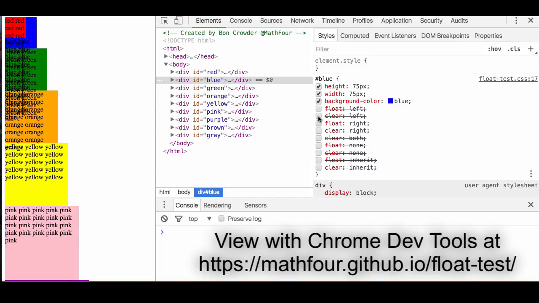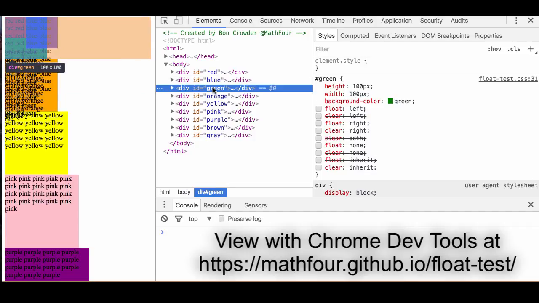So that's what the clear means. Give yourself clearance and go underneath. So I should be able to clear, okay, so clear left, but if I clear right, it doesn't do anything. If I clear both, boop, and how about the inherit the clear? Oops, apparently there's no inherited clear. So I have no wrapper div. Okay, so let's float this guy left.